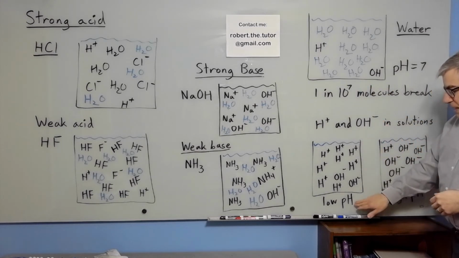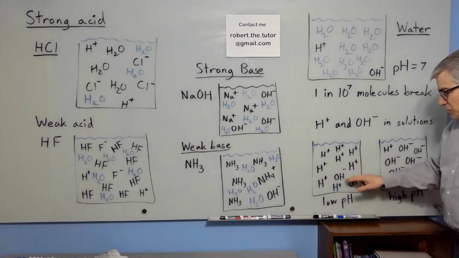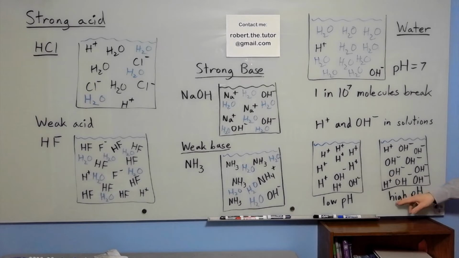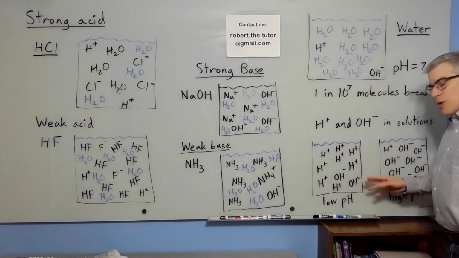A low pH has more H+ in it than OH-. Just a couple of OH- here and lots of H+. A high pH has lots of OH- and very few H+. The more H+ you have, the fewer OH- you have.